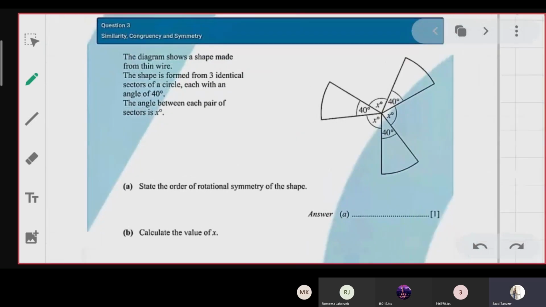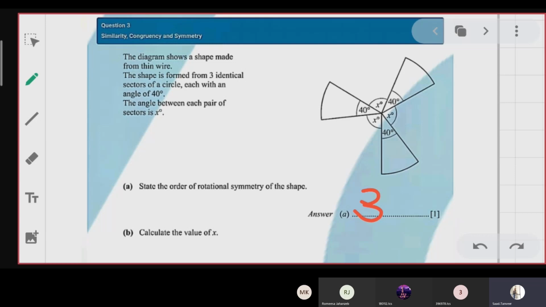Okay bhai, take your time, first try by yourself, tell me what's the order of rotational symmetry of the following shape. हाँ भाई, क्या होगा? 3. सिंपल सी बात है, because I would say that all three sides have the same angle, so you can simply say the order of rotational symmetry for the following shape will be 3. And in the next part you are supposed to find the value of x.